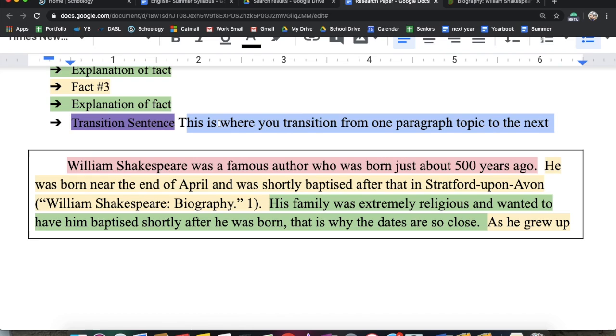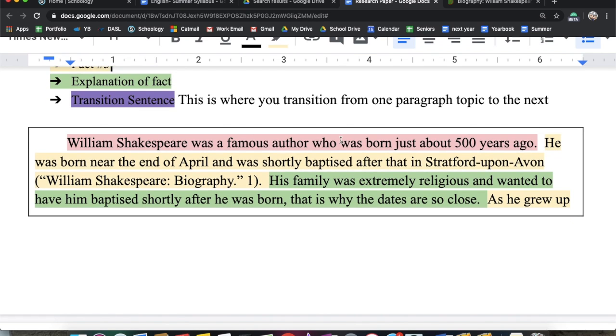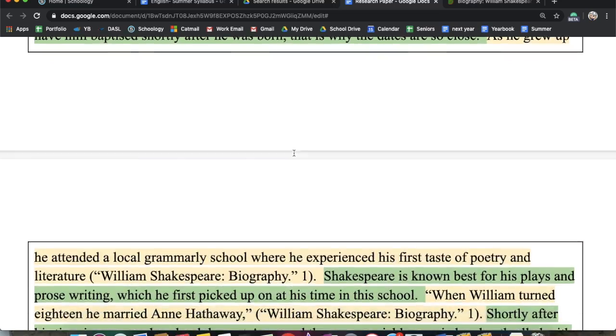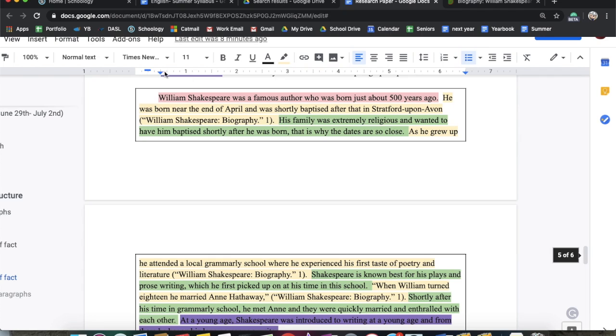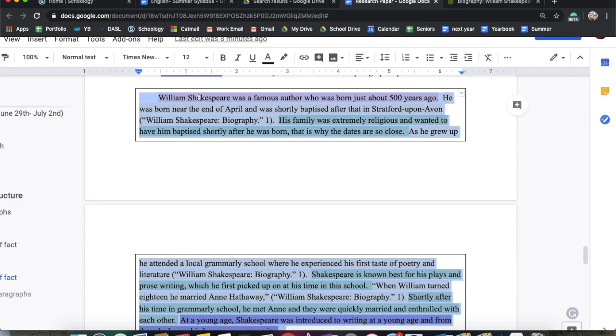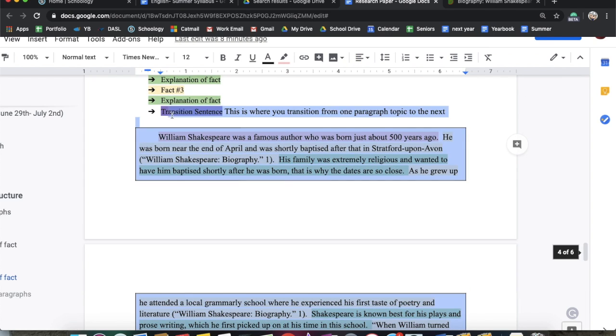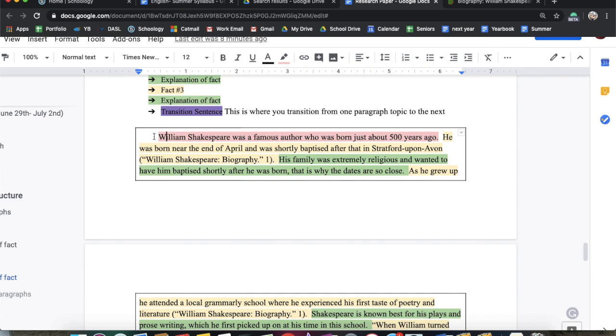Okay. So, again, the transition sentence, this is just where you wrap up one paragraph topic into the next one so we know what you're going to talk about. I kind of showed you an example here of a body paragraph so you can see at a glance how it flows. I have the topic sentence labeled in red, and my topic sentence is: William Shakespeare was the famous author who was born just about 500 years ago.